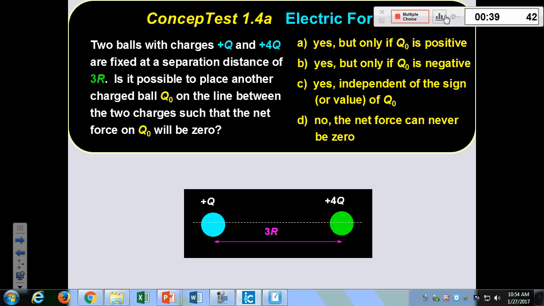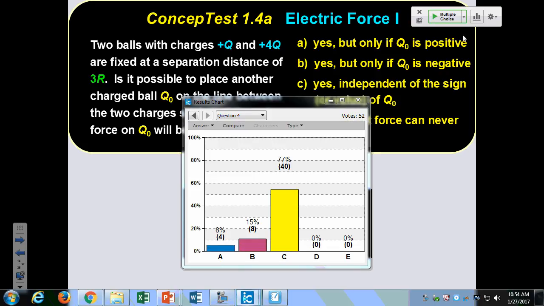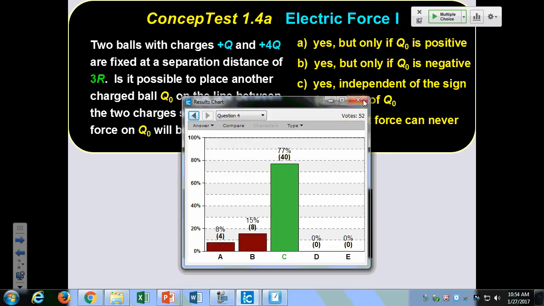All right, we'll go to 40, go to 50. Okay, good. C is right.